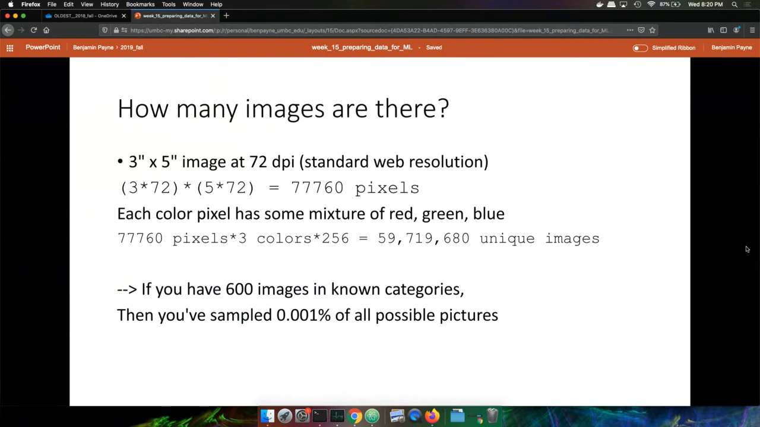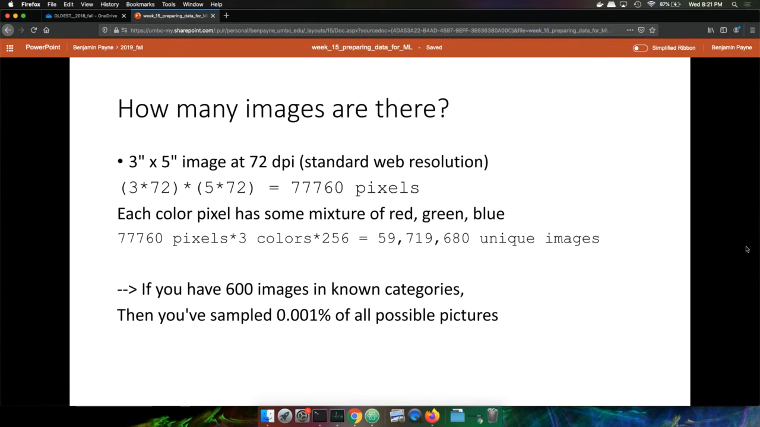So, 72 DPI. If you haven't heard of DPI, that's how many pixels there are, and it sort of tells you how grainy it is. If you have a 3x5 image, that's about this big, and you have a standard web format resolution, there are 77,000 pixels. If I have some number of colors in my picture, I have to represent it in combinations of red, green, and blue. And so therefore, there's 59 million potential pictures that are this size at that resolution.